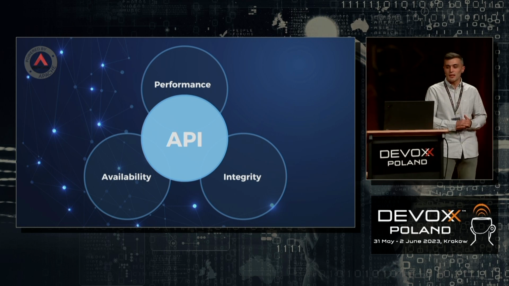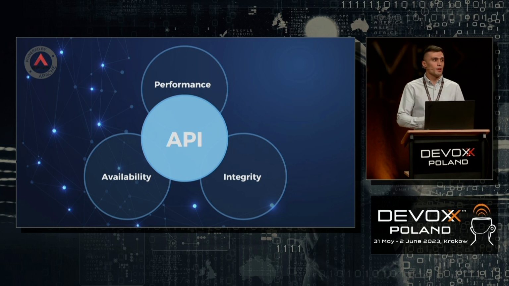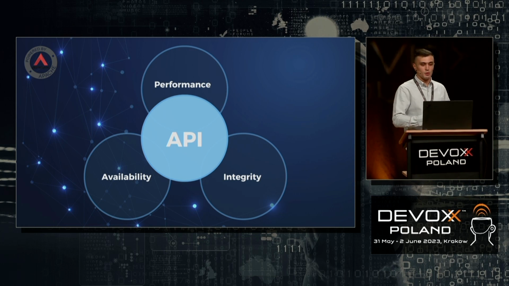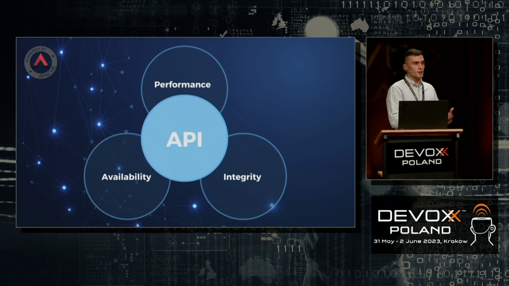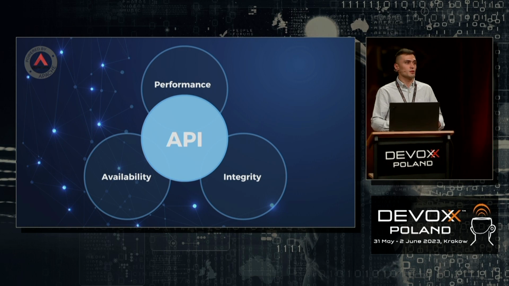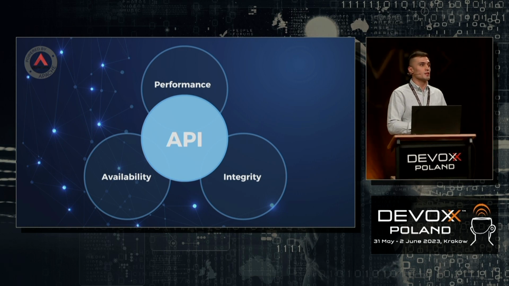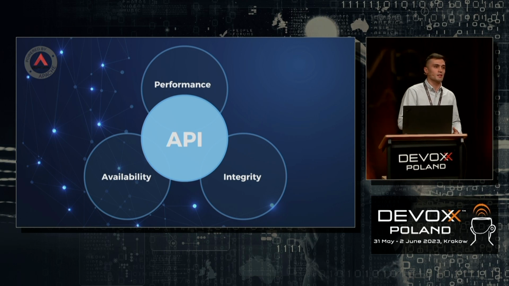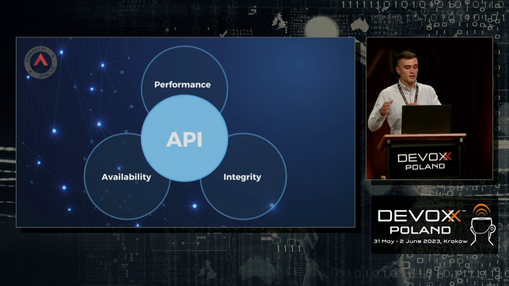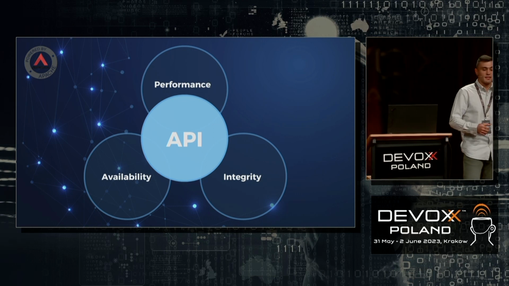Next question: how can I build successful APIs? There is an answer. It should be highly available, my API, and performant enough. It should work very fast. And I should be able to integrate with third-party applications and other APIs. These are the three indicators of success by which you can say my API is successful.